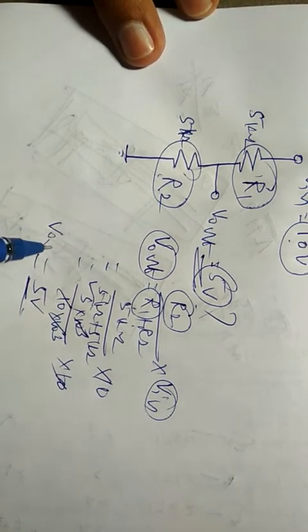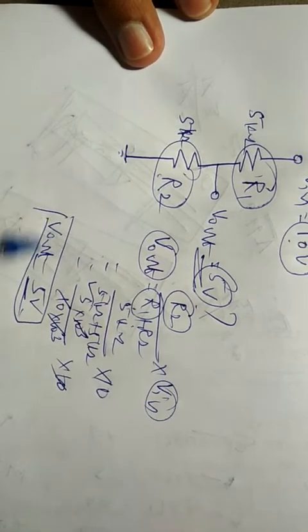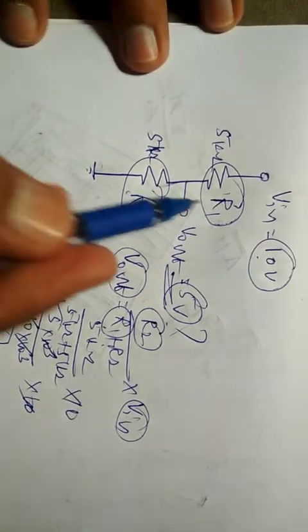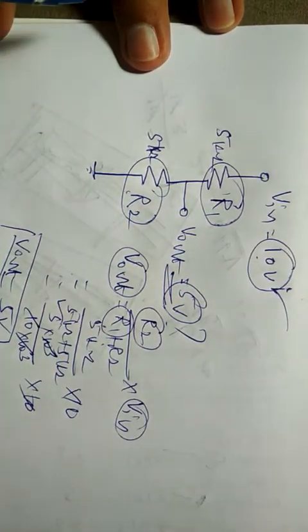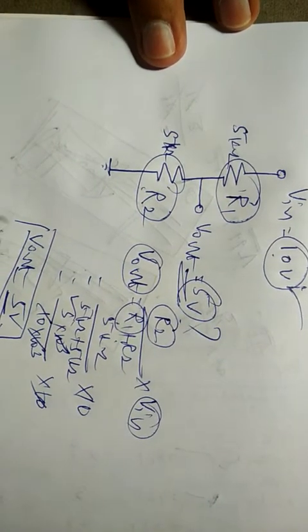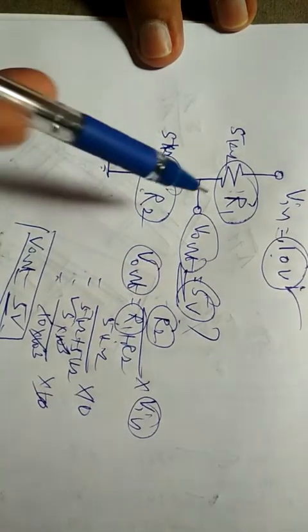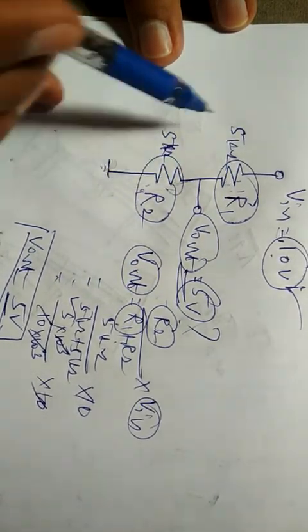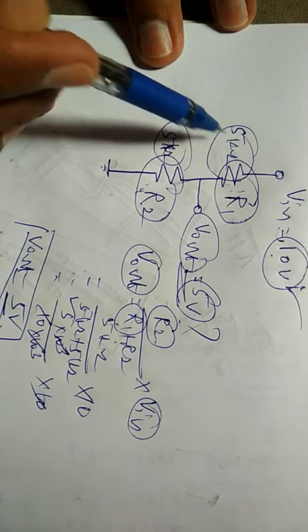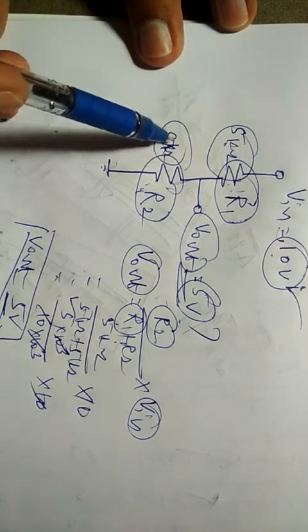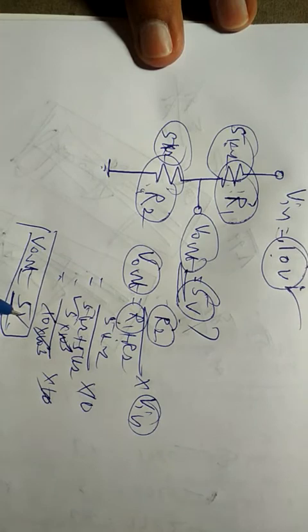So Vout is 5 volts for the Vin chosen, which is 10 volts. So from 10 volts you have to divide and get a 5 volt output, which means you have to choose both R1 and R2 with the same values. Not only 5 kilo ohm, you can go for any value. If you choose 2 kilo ohm, the same result will be available in the output.